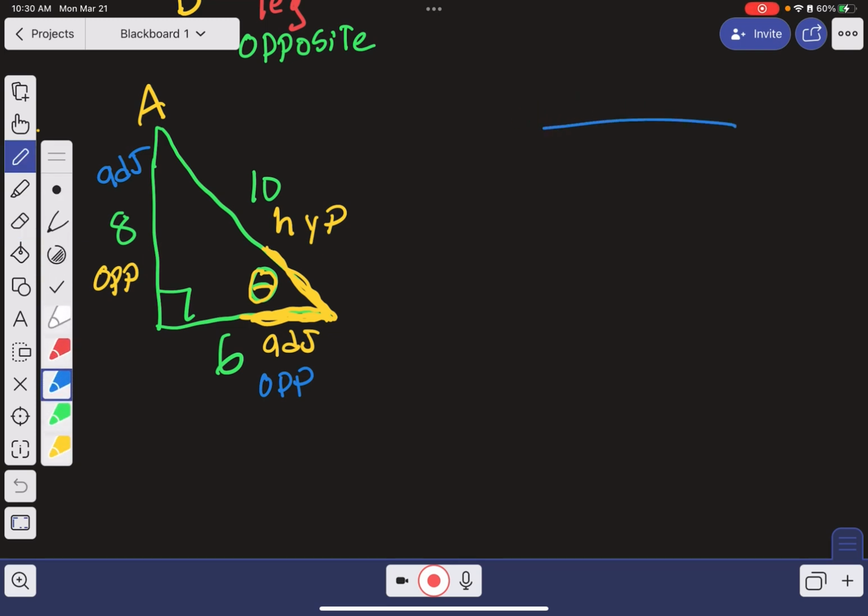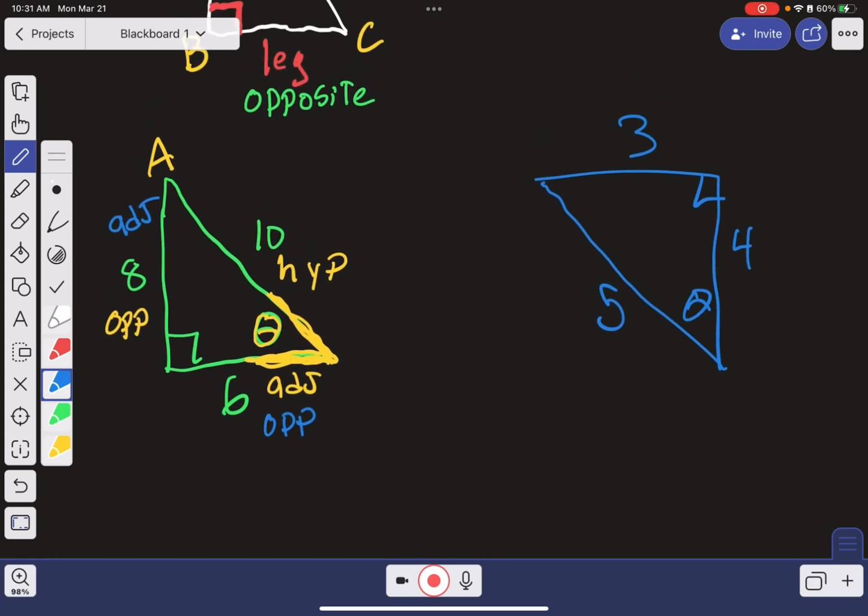Okay, so let's take a look at this one. There's my right angle, here's my theta. Let's go 3, 4, and 5. Go ahead and, according to theta, label the opposite, adjacent, and hypotenuse. Just label them O, A, and H.